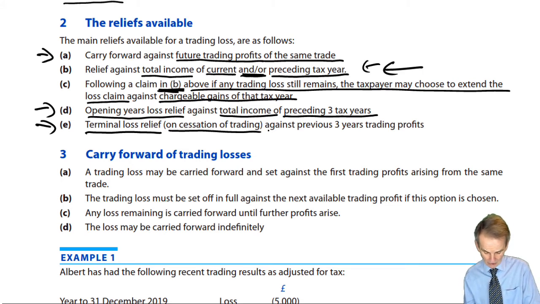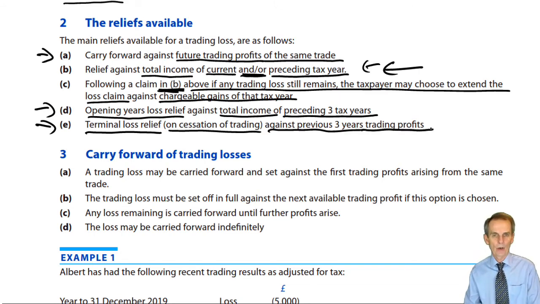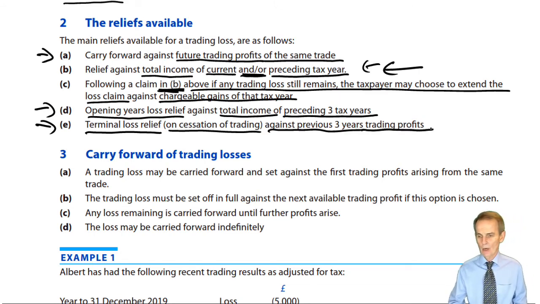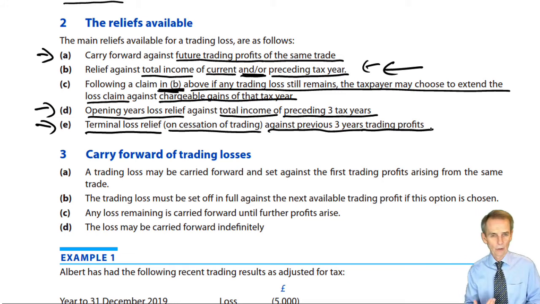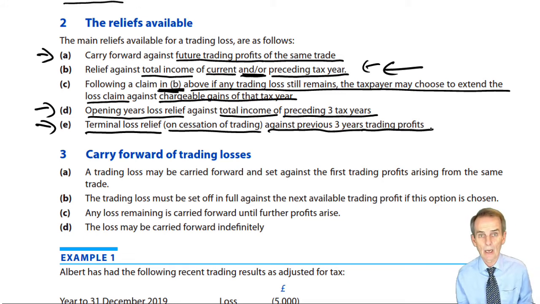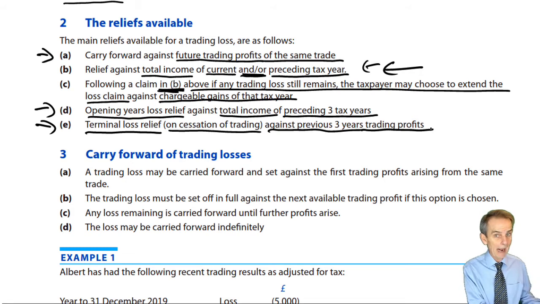But this is very specialist. It is allowing, again, like with opening years, a carry back against the previous 3 years, but only the previous 3 years' trading profit. You've ceased to trade, you can't carry forward against future trading profits because there aren't any, so they allow you to go back against the previous 3 years' worth of trading profits.